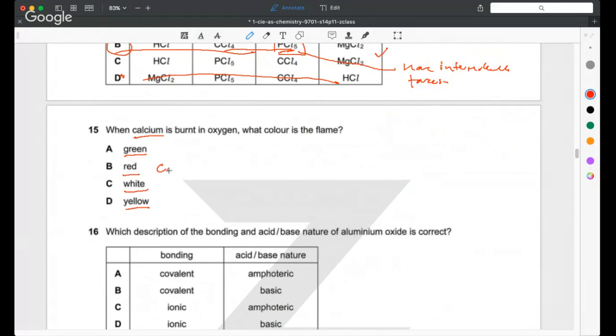So that's calcium, that's magnesium. And the examiner said that a lot of students actually chose this by mistake because they thought these two were both in group 2. They knew magnesium had a white flame. They thought calcium would be like magnesium, and so they chose white. But calcium burns with a red flame.